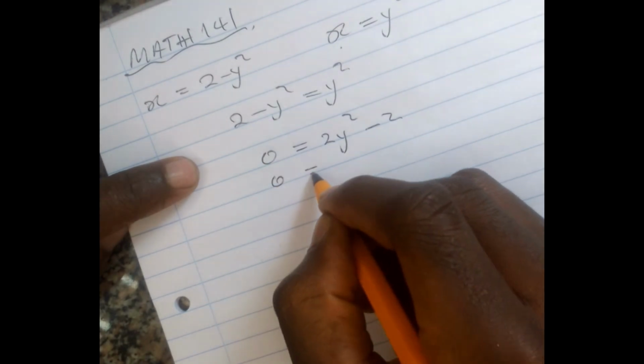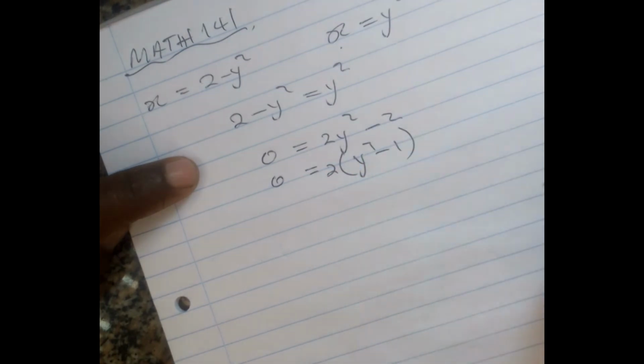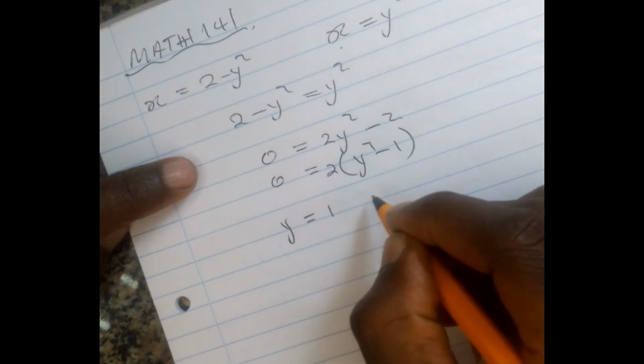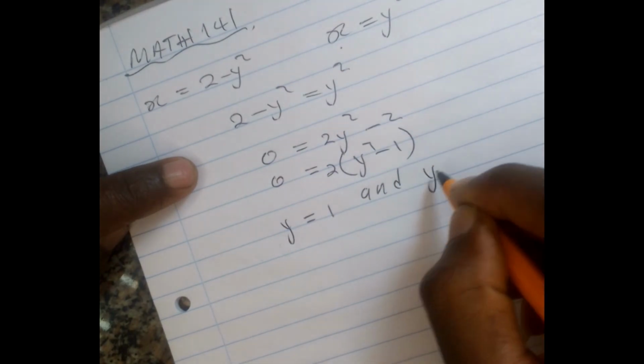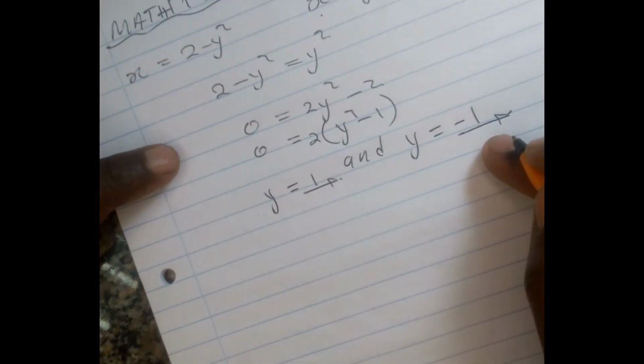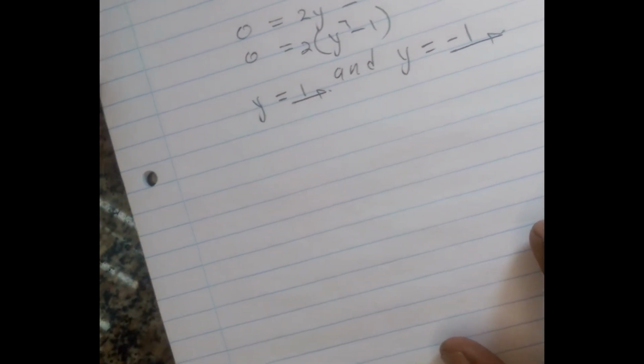Right, 0 is going to be equal to, take away 2, we have y squared minus 1. So y is going to be equal to 1, and y is going to be equal to minus 1. So right over here you see that we have 1 and minus 1. Right. So let's try to sketch these curves.